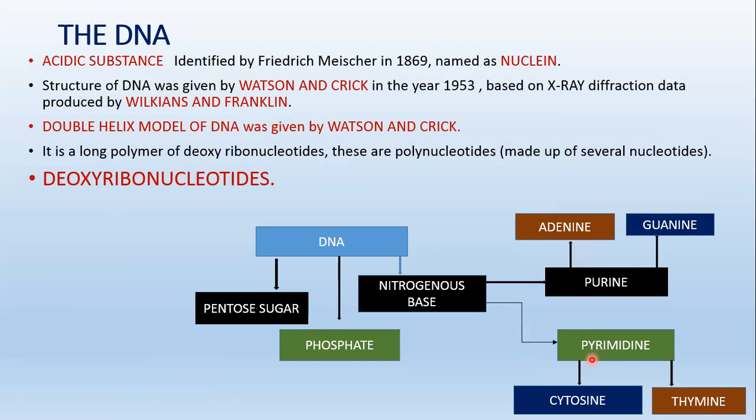Cytosine and thymine. And there is one more structure, uracil, which comes under pyrimidine only. But I have not mentioned uracil here because uracil is not present in DNA. Uracil is a nitrogenous base which is present in RNA. It is not present in DNA. And what is the reason behind it? You are going to study about it in your higher classes.